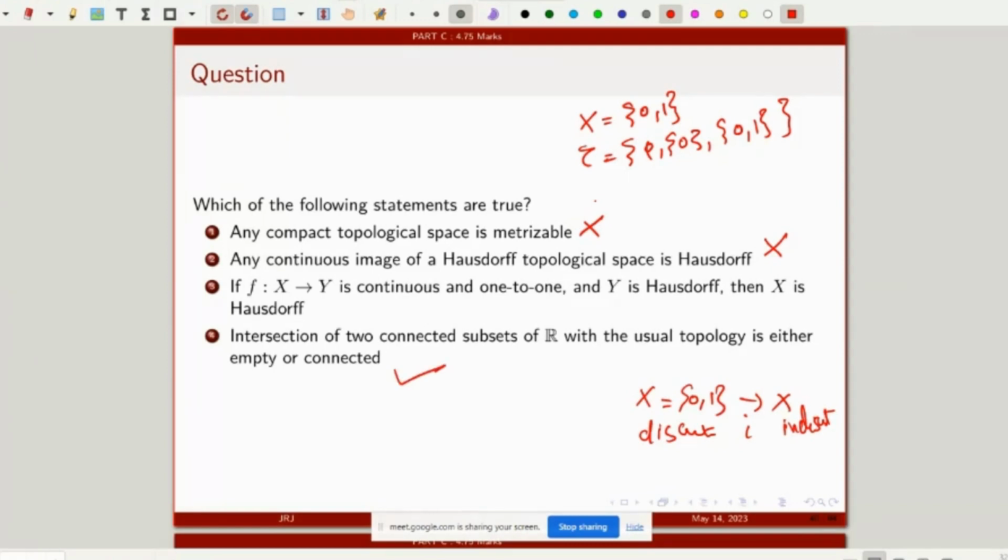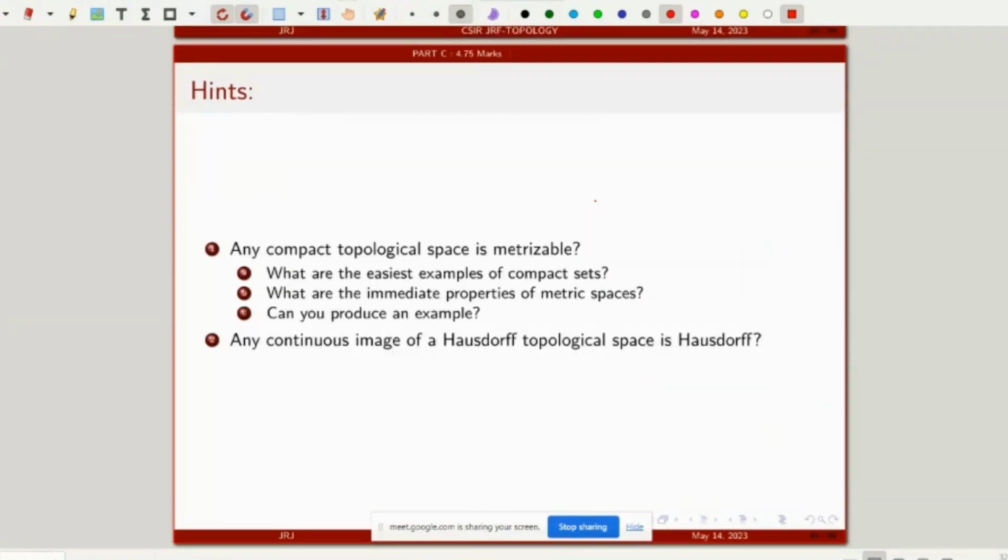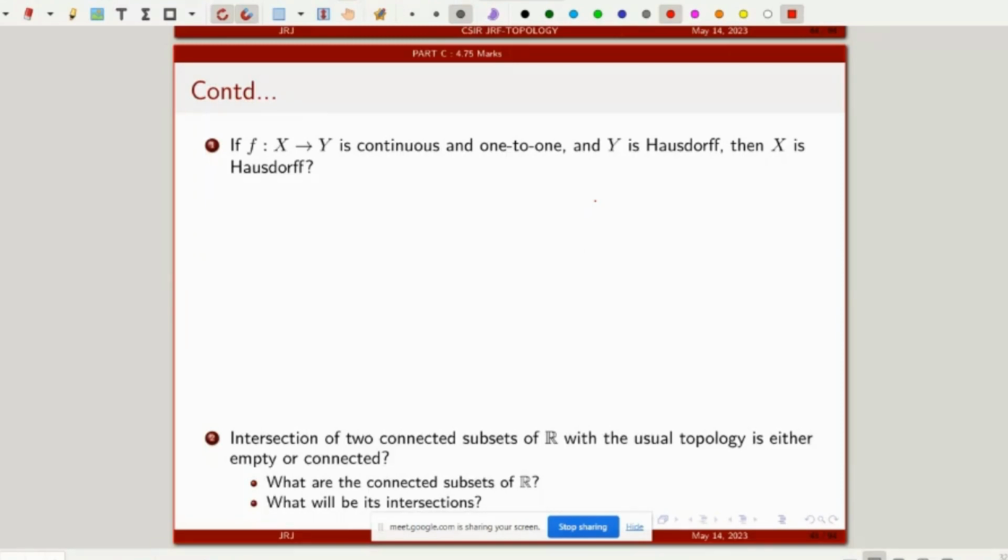That is, if f from X to Y is continuous and 1-1 and Y is Hausdorff, then X is Hausdorff. Is the statement true? So we have two spaces, X and another space Y, and here we have a map f. Whatever be the questions from topology, try to draw the figure correspondingly so that you will get an idea. Now, what are the things given?